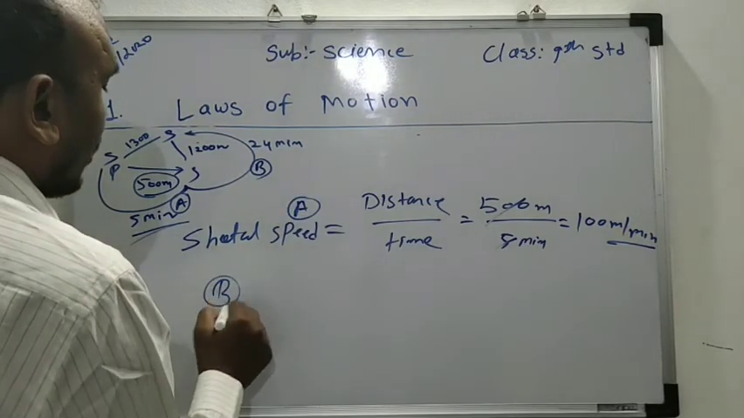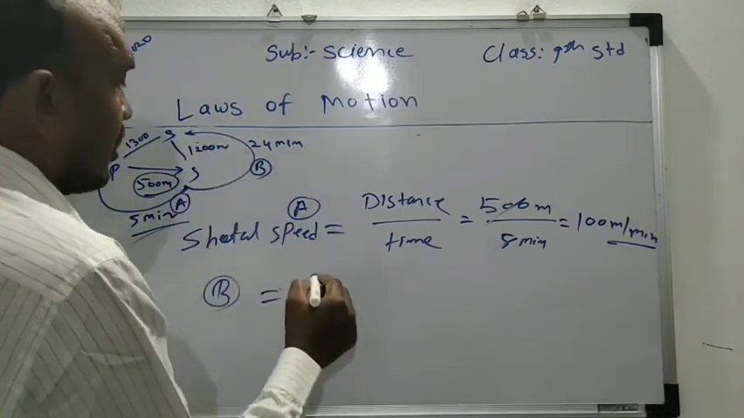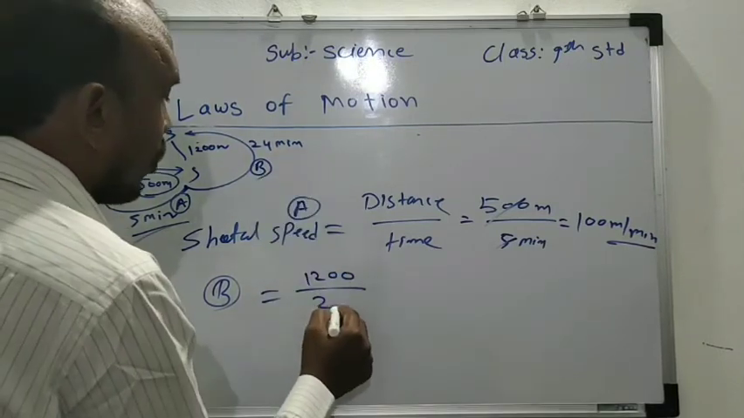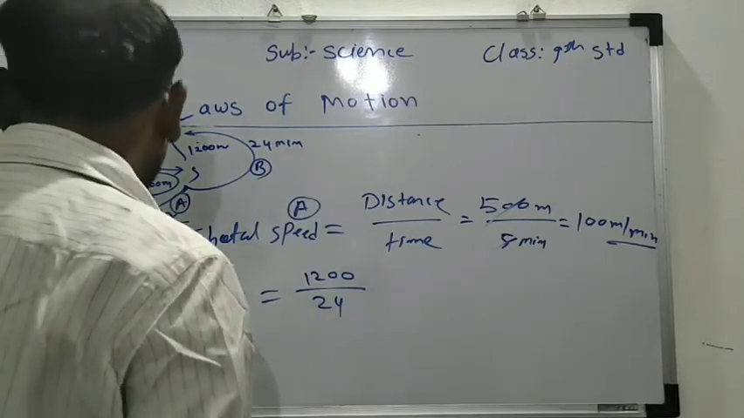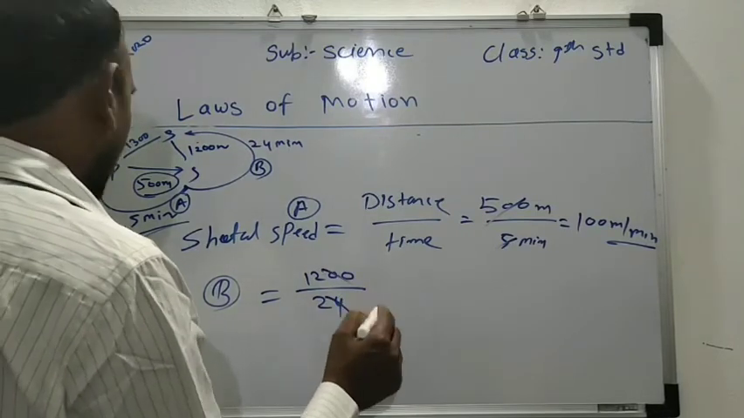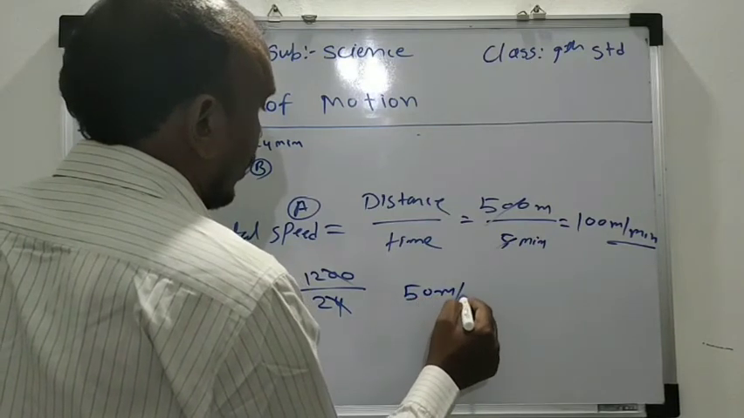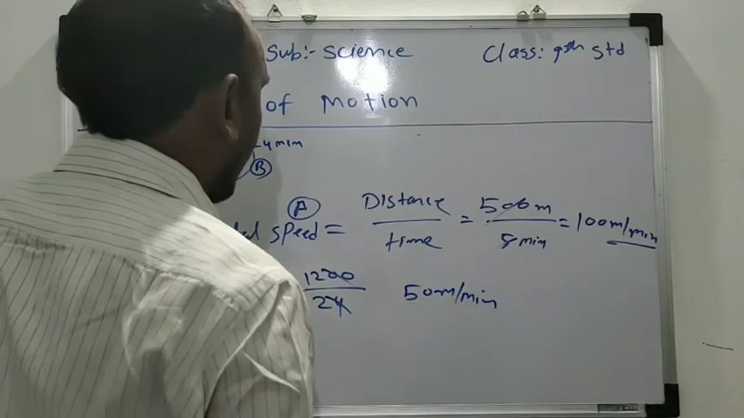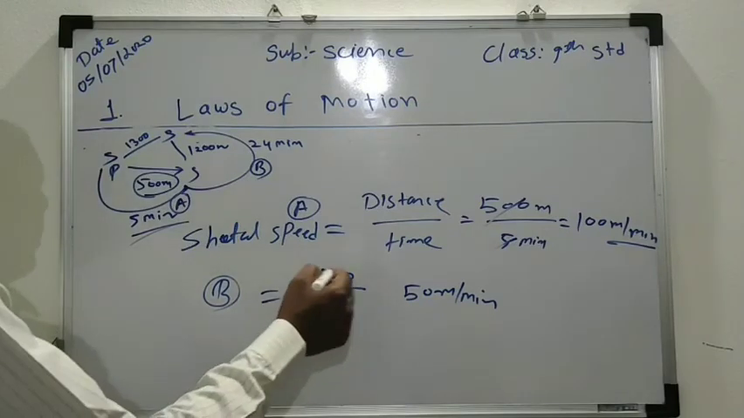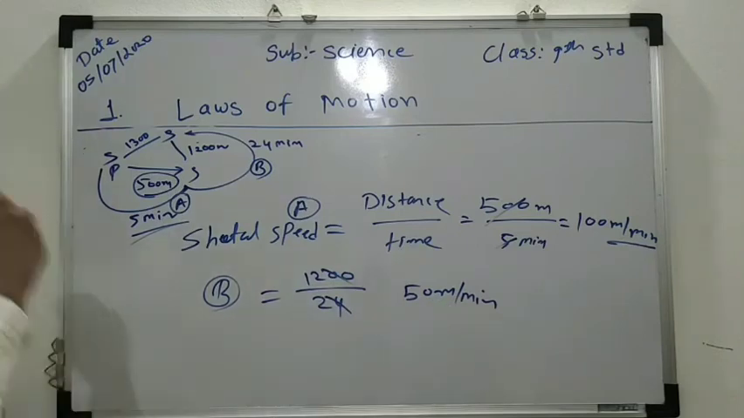Path B. What will be the distance? 1200 meters. And what will be the time required? 24 minutes. So what will be the speed there? 50 meters per minute.